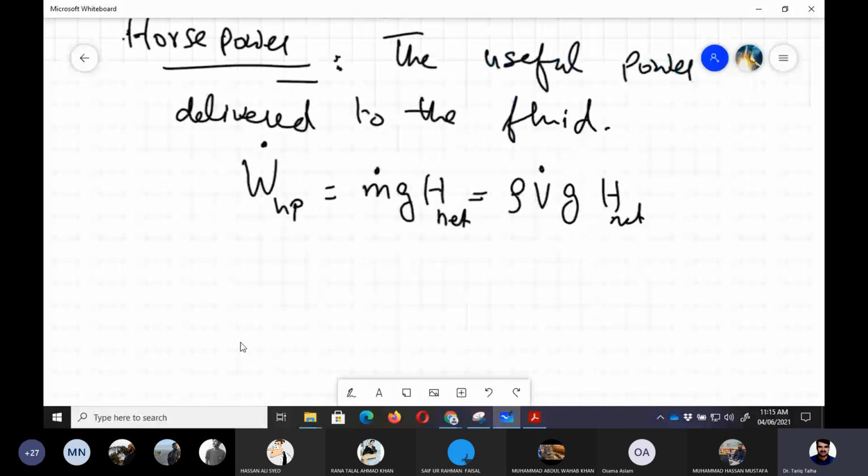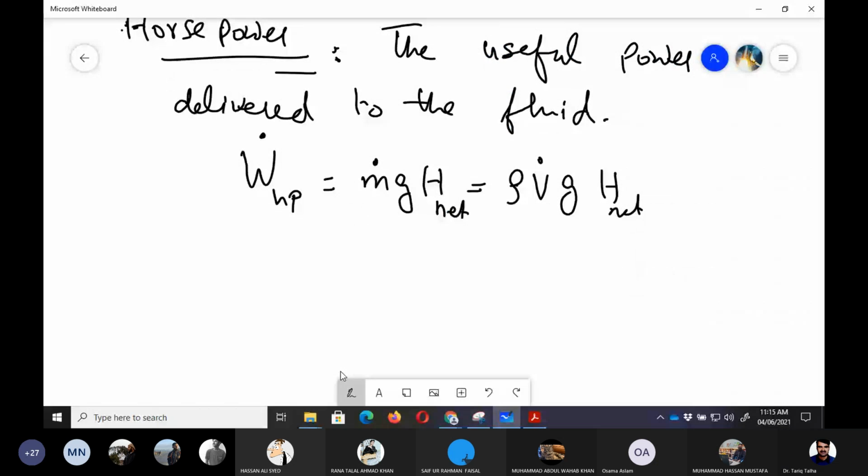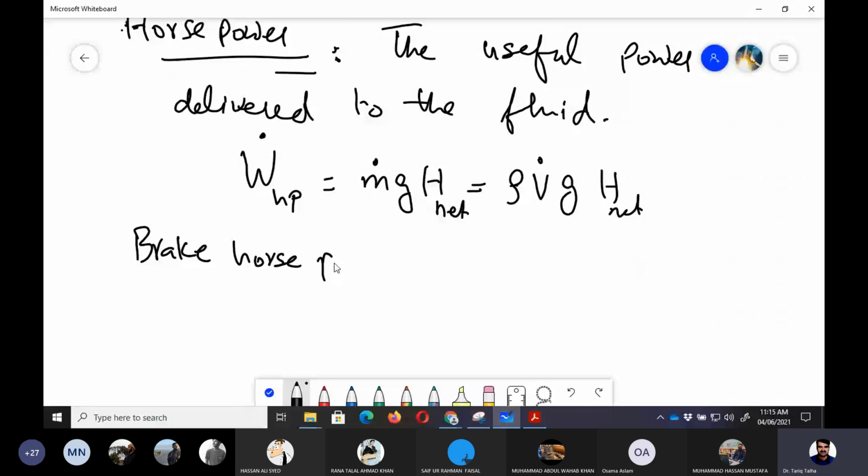Brake horsepower, we also call it BHP. So brake horsepower is the power which is provided by the rotating shaft or motor. That would be equal to, as we learned in the last class, the product of angular velocity omega into torque on that shaft, right?